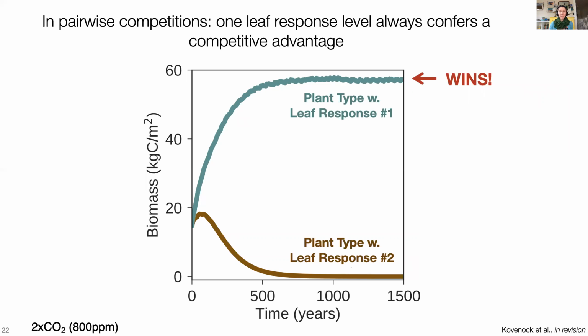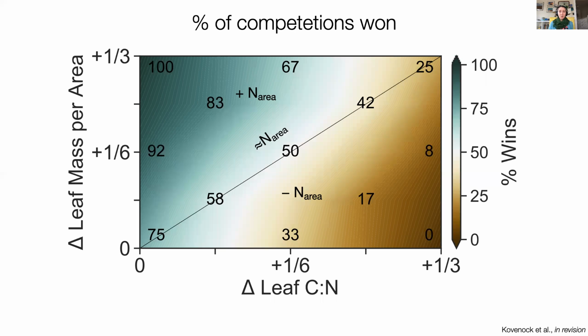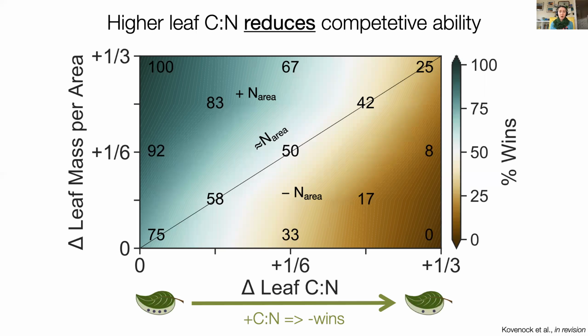And I'm going to display this back on that leaf response space again. So this is showing you all of those simulations put together and the percentage of the time that a tree with a given trait response wins in competition with all of the other trees. So I'll walk you through what we see here. So first, as we move across the x-axis, we see that as carbon to nitrogen ratios increase, remember plants therefore have less nitrogen per area, this reduces their competitive ability.